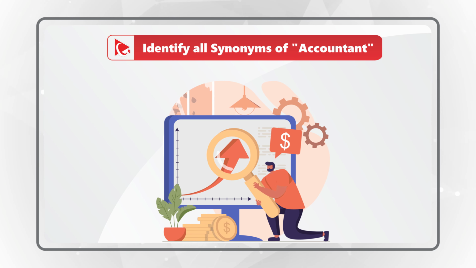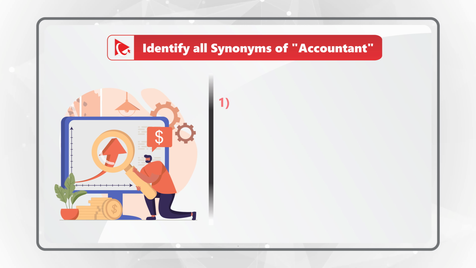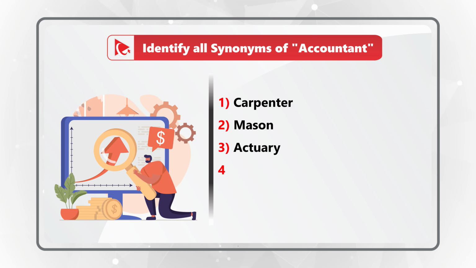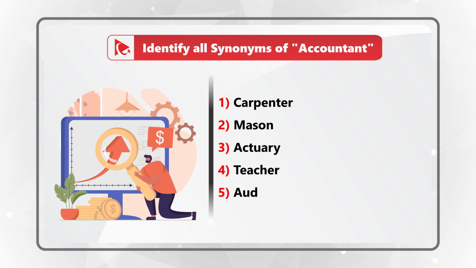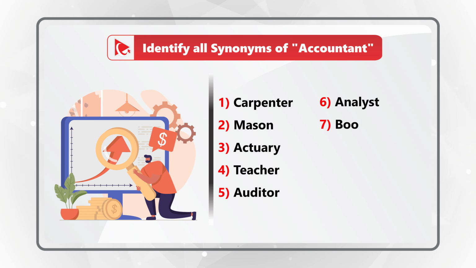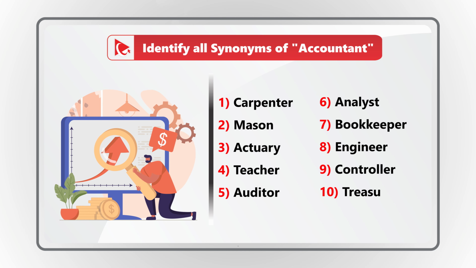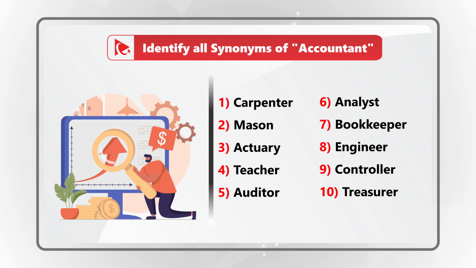You're presented with 10 words, and you need to identify all synonyms to the word accountant. 10 words are carpenter, mason, actuary, teacher, auditor, analyst, bookkeeper, engineer, controller, and treasurer. Question is so cool because there could be between 1 and 10 answers.